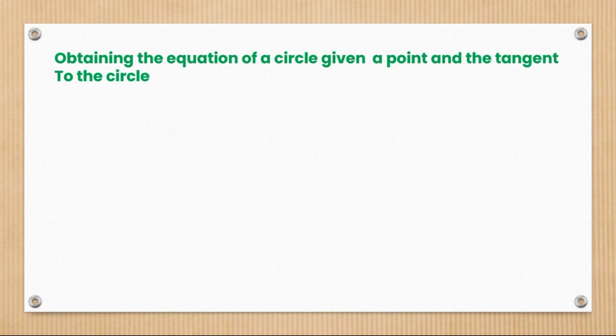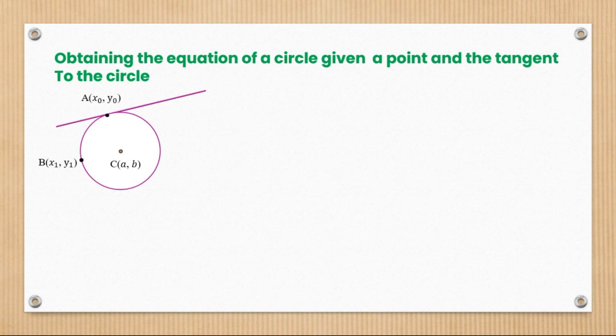Right, so the next part, we're going to learn how to obtain the equation of a circle given a point and the tangent to the circle. So now this is an example where we're given a point. So the point is B, for example, and then the tangent is given. So the tangent is given as that. So now we can see the tangent touching the circle at point A.